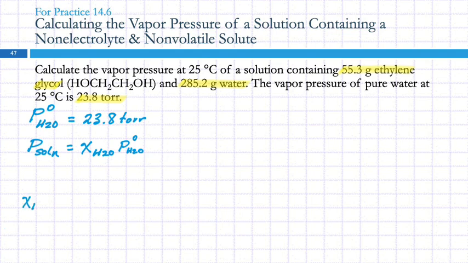The mole fraction of water is going to be what? It's going to be moles of water divided by the total number of moles, which is the moles of water plus the moles of ethylene glycol. And I'm going to call him EG because his name and his formula are too long.